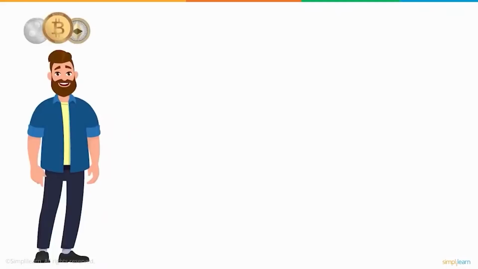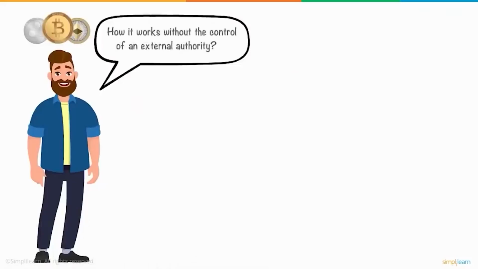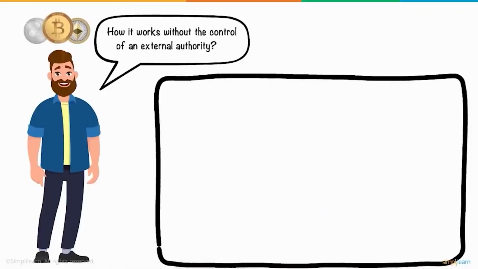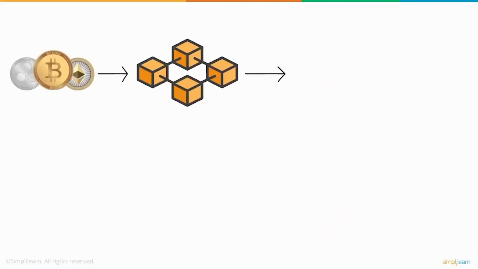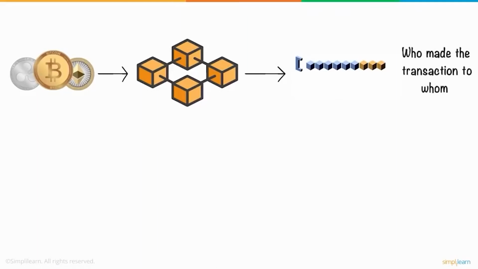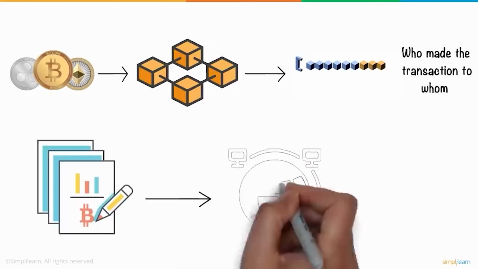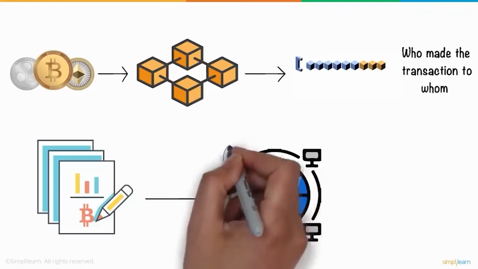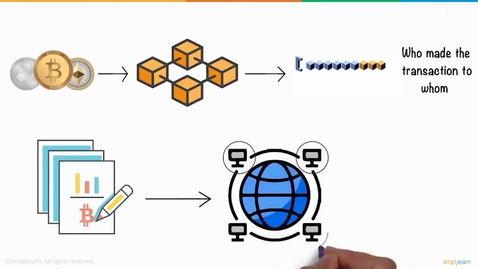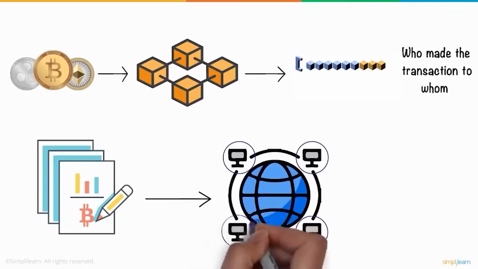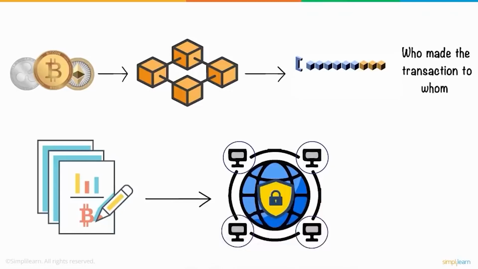Daniel was impressed by cryptocurrency, but he wondered how it works without the control of an external authority. Upon research, he found out that cryptocurrency works on blockchain technology. Blockchain is a set of blocks that record information of transactions, like who made the transaction to whom, the amount of trade in the form of a digital ledger that is distributed across the entire network, meaning the data is replicated and stored on each node across the entire blockchain network, making it more secure and impossible to change, hack, or cheat the system.